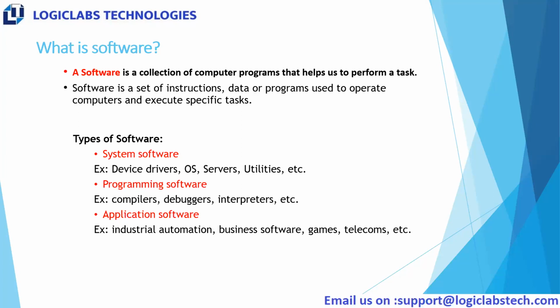And business software. When you are having some business, you need your own application in order to perform your business operations. That is also application software, specific to certain businesses. Games, you can say PUBG or different games, or telecoms. That we call application software, where we perform our actual testing. It can be manual or automation. So our area comes under application software. We are not going to test any programming software or system software. We are going to test application software as a manual tester.